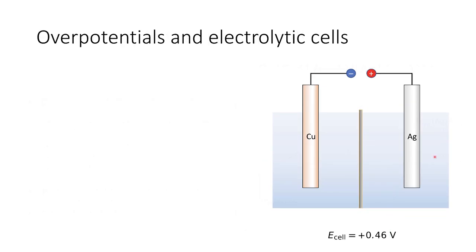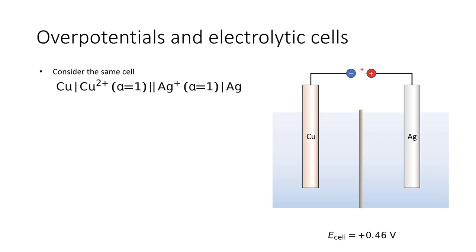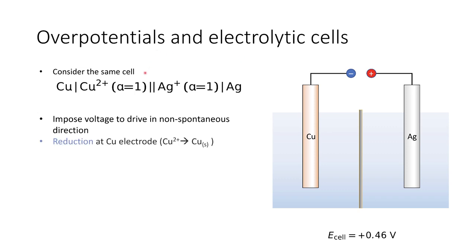What happens then with an electrolytic cell, where we are driving the current around with a potentiostat? So let's consider the same cell again. We understand how it works under galvanic conditions. Let's look at it now under electrolytic conditions. This time we're going to impose a voltage to drive the cell in a non-spontaneous direction. So we're now going to drive the reduction at copper instead. So we now bring copper 2+ to copper metal, and we drive oxidation at the silver electrode. So the opposite way around to what we had with the galvanic conditions.